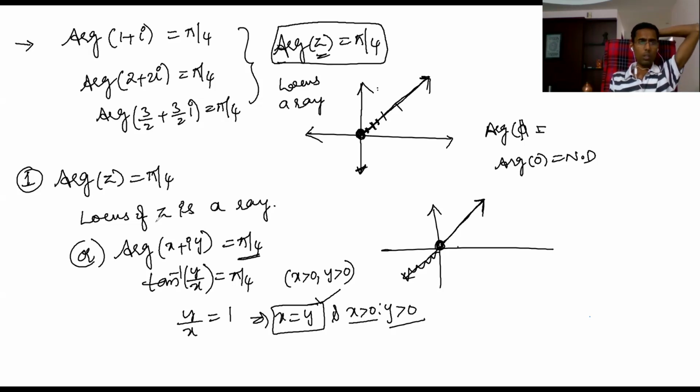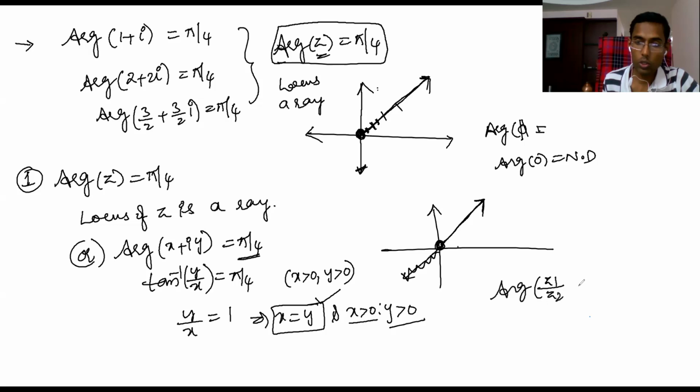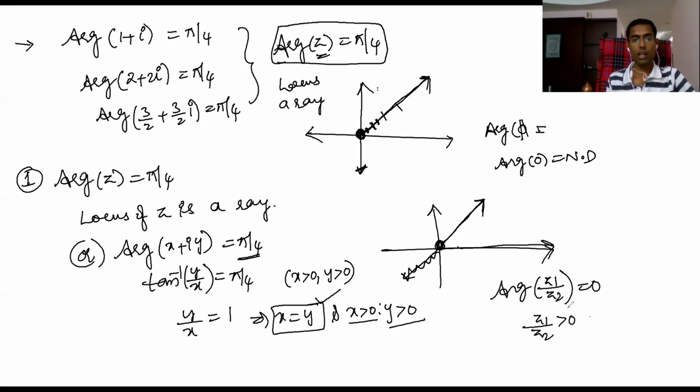But here the argument of z equal to pi by 4 itself is showing you that it's a curve. Okay. So that's what I told. Just like I told, argument of z1 by z2 equals 0 means z1 by z2 is greater than 0, that means the positive x-axis. The locus is the positive x-axis. Similarly, here also I made this point.